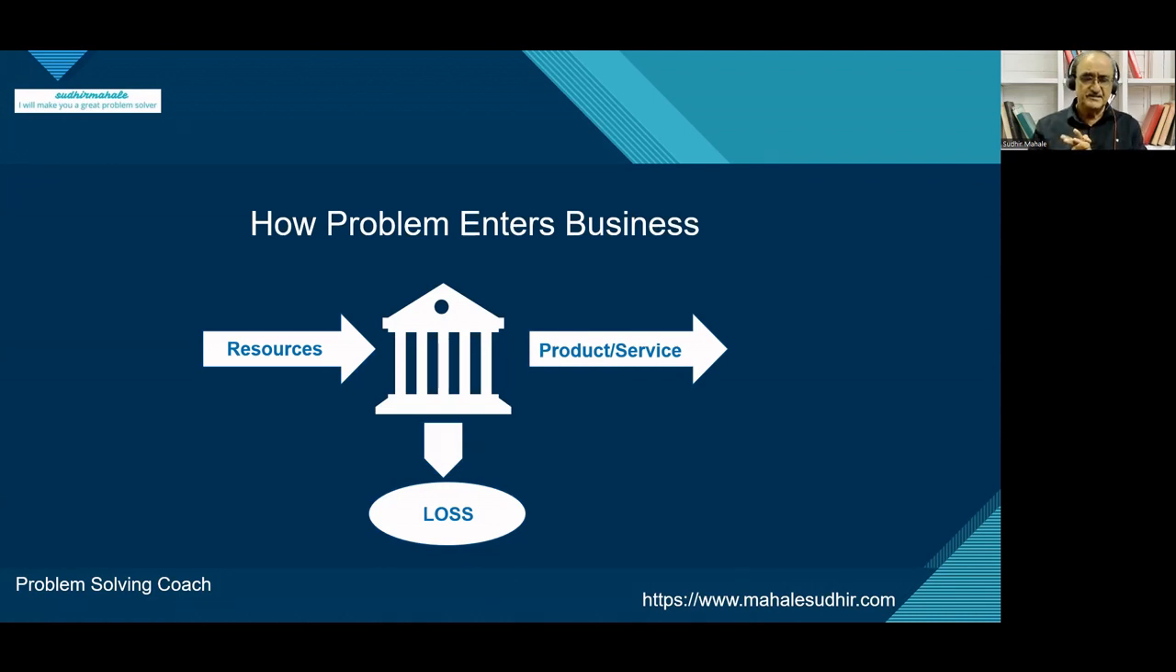So business is an entity which converts resources into products or services, and in doing so, there will be some loss because no system is 100% efficient, which will consume all the resources and deliver 100% converted to products and services. There is no wastage. The loss will be there.